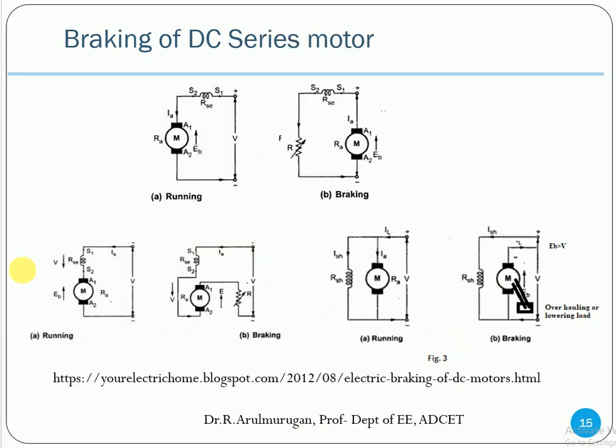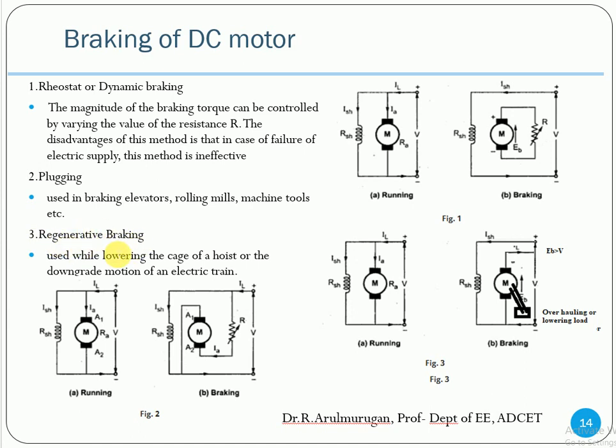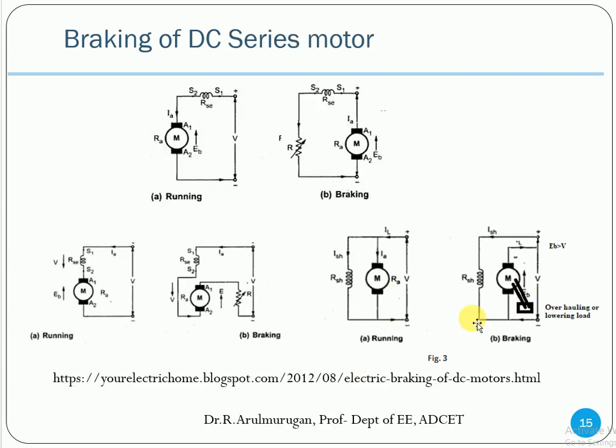The same thing is applicable here for the DC series motor also. But in a DC series motor, regenerative braking is not possible. If I want to use regenerative braking in the DC series motor, the field winding must be connected to a separate source. A separate source means it is almost similar to a separately excited shunt motor. Yes. So that's why regenerative braking is not possible for the DC series motor. So that's all about the braking of the systems.